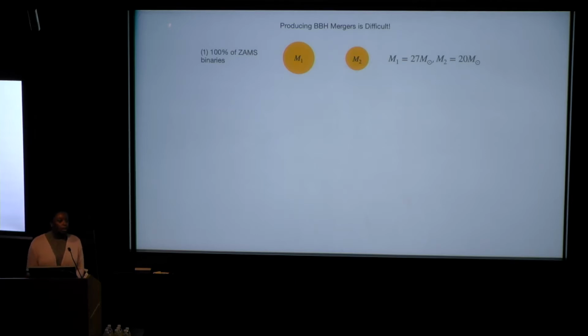To explain why, I'm going to go through how we get these BBH mergers by explaining some steps of binary stellar evolution. First, we start out with our binary. We have two stars orbiting each other, and this is representative of 100% of zero-age main sequence binaries in the universe. You can see the progression of their masses as we go along.